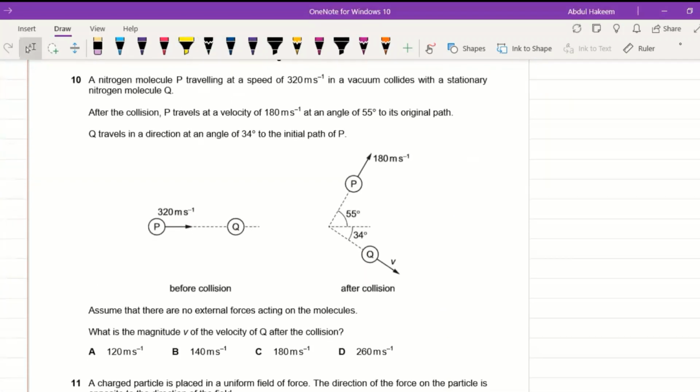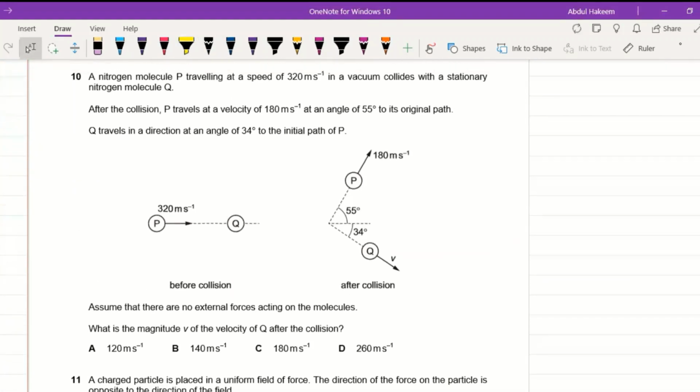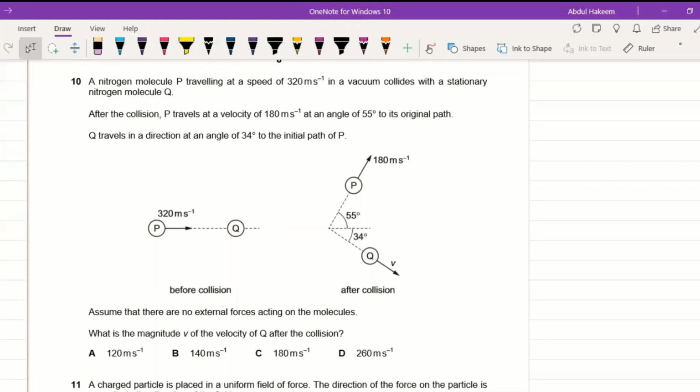And then question number 10. A nitrogen molecule P traveling at a speed of 320 meters per second in a vacuum collides with a stationary nitrogen molecule Q. After the collision, P travels with a velocity of 180 meters per second at an angle of 55° to the original path. Q travels in a direction at an angle of 34° to the initial path. Assuming that there is no external force acting on the molecules, what is the magnitude V of the velocity of Q after this? So all are nitrogen molecules.